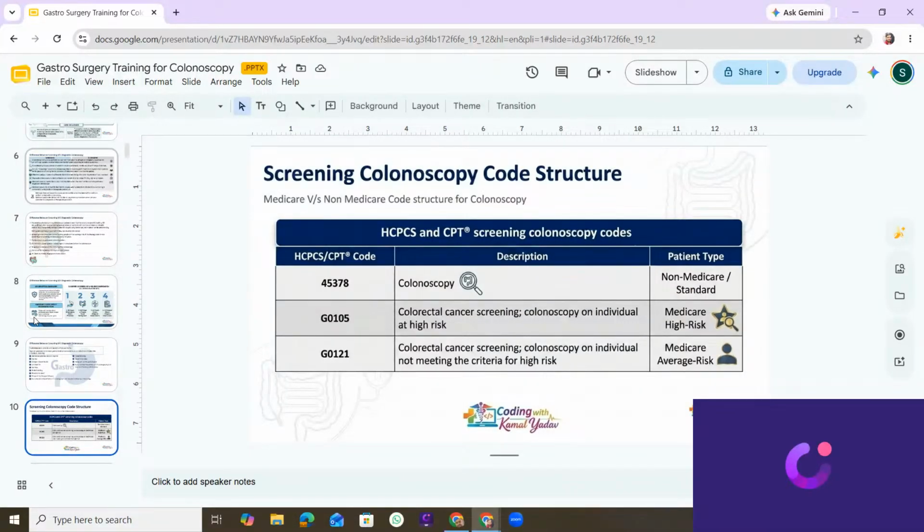Screening colonoscopy codes: Medicare versus non-Medicare code structures for colonoscopy. 45378 is the colonoscopy non-Medicare standard, right? So if screening is performed and it is non-Medicare, you will use the diagnostic code 45378. For Medicare colorectal cancer screening colonoscopy on an individual at high risk, we use G0105 for Medicare high risk. For Medicare average risk, we use G0121, colorectal cancer screening colonoscopy on an individual not meeting the criteria for high risk.